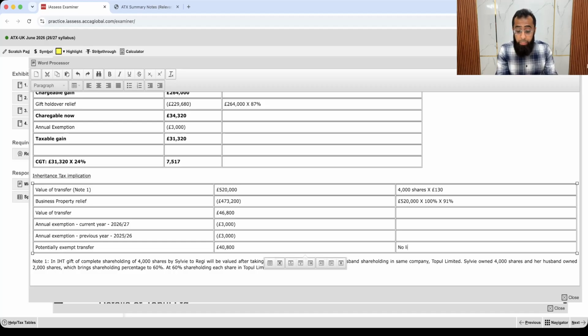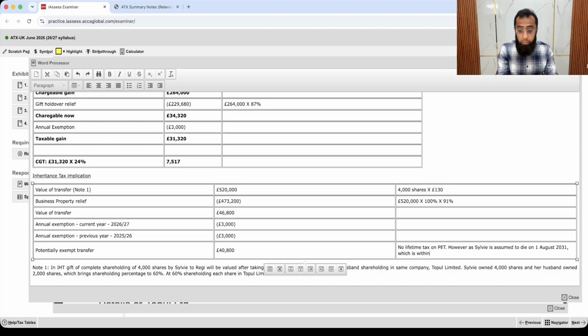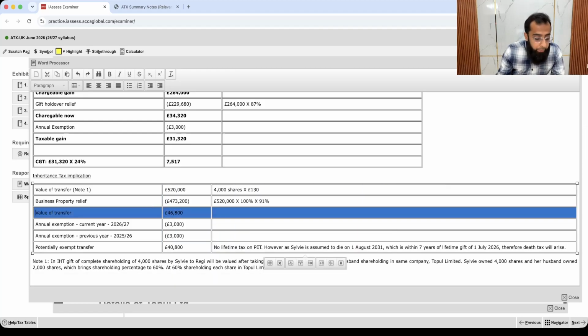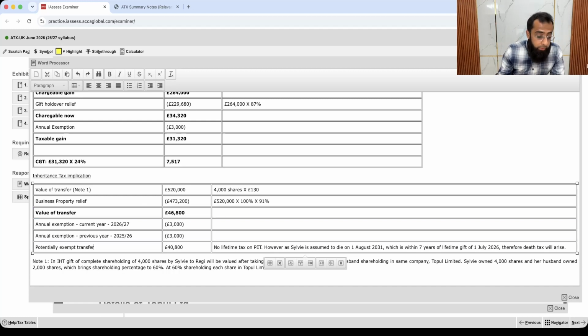No lifetime tax on a PET, on a potentially exempt transfer. However, as Sylvie is assumed to die on 1st August 2031, which is within 7 years of the lifetime gift of 1st July 2026, therefore death tax will arise. So the same statement which we used while discussing the gift of car. I will repeat the things again, so there is nothing to worry about. You just need to listen to me carefully.